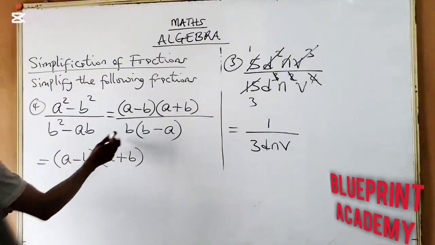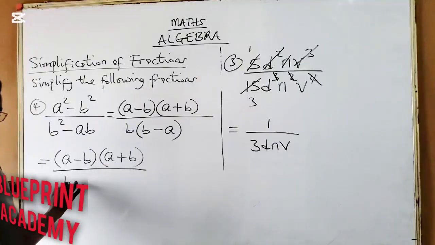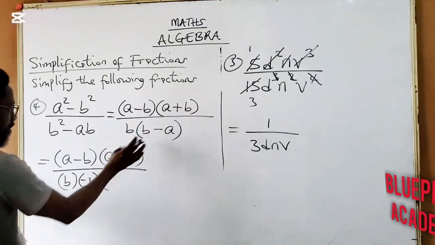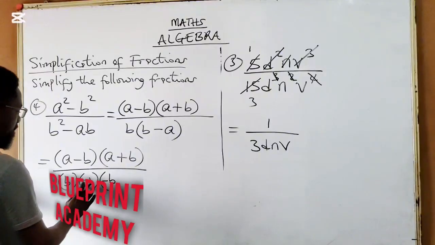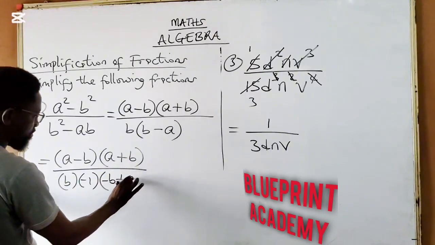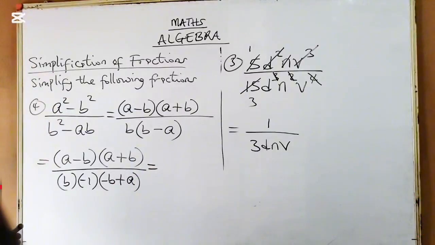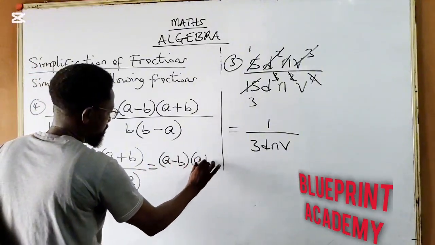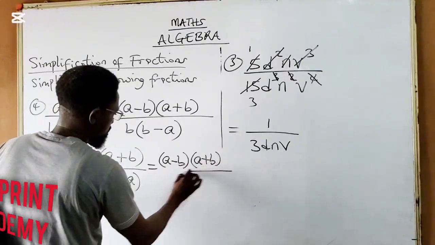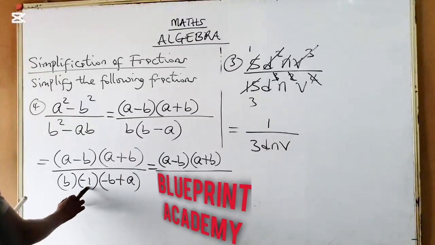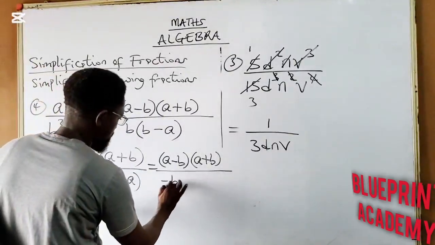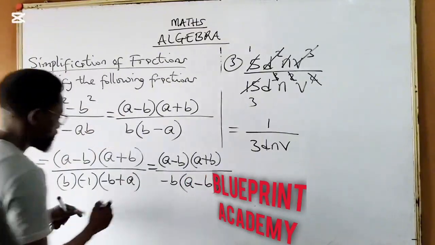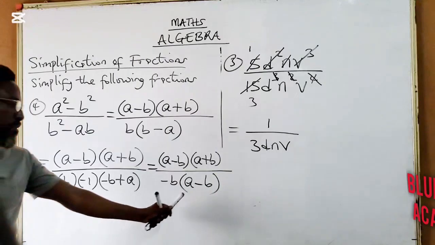So that here, I'll write b first. Then bring out minus 1 from that bracket. So minus 1 times b becomes minus b, then minus 1 times minus a becomes plus a. So now we can write that as a minus b, then a plus b in the numerator. And for the denominator, we have b times minus 1, that will give minus b. Then minus b plus a, you write it now as a minus b. Minus b plus a is the same as a minus b.